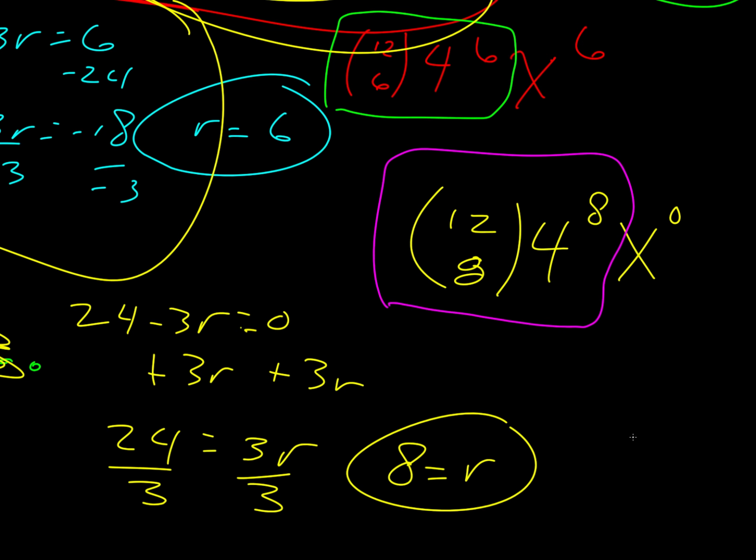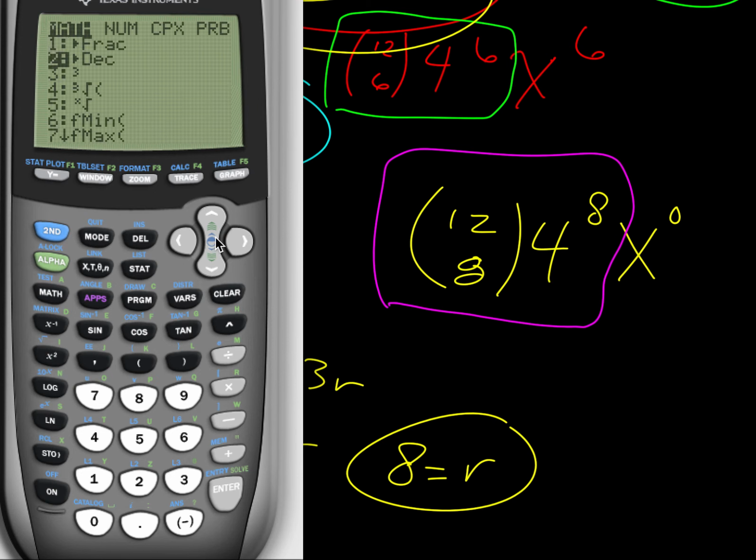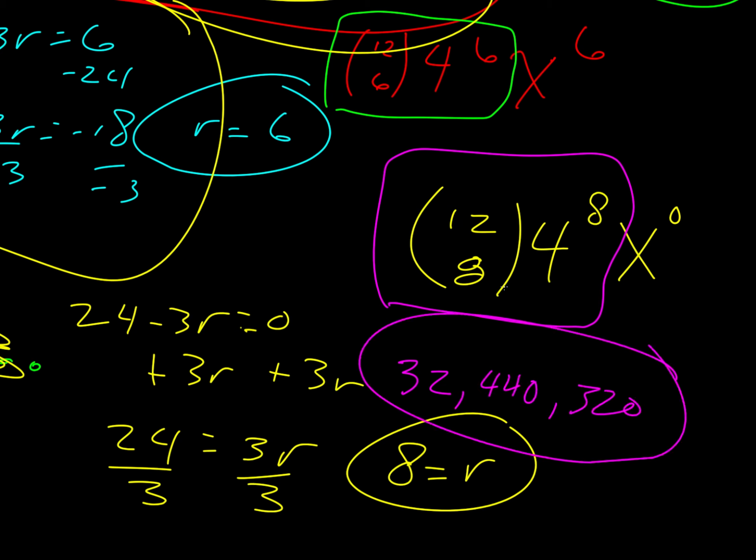And so if we plug this into a calculator, we're going to get 12, okay, 12 math, go to the nCr, hit enter, hit 8, get that answer, and then times it by 4 to the 8. And we get a large number, so 32,440,320.